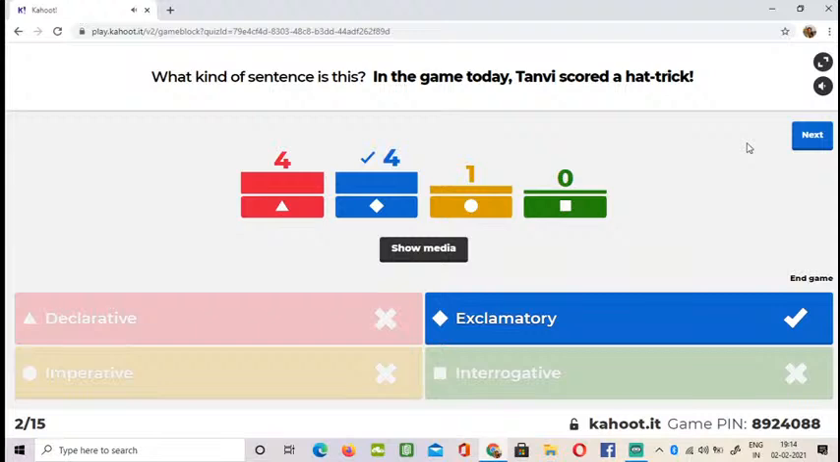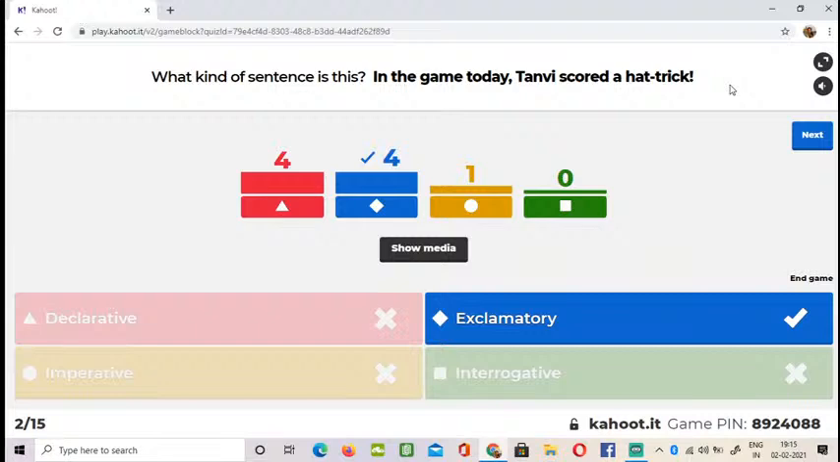Okay, four of you are correct. That's very good, and five of you are wrong. No problem. Okay, exclamatory sentence. You can easily find an exclamatory sentence because an exclamatory sentence always ends with an exclamatory mark, as you all can see it here, right? So that's how you can find out an exclamatory sentence.